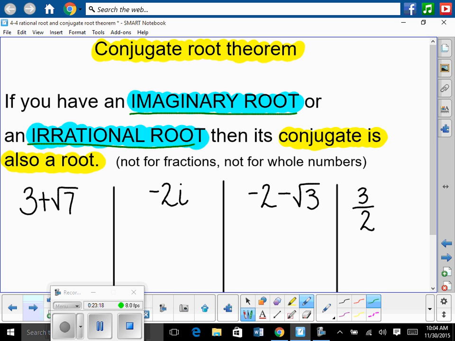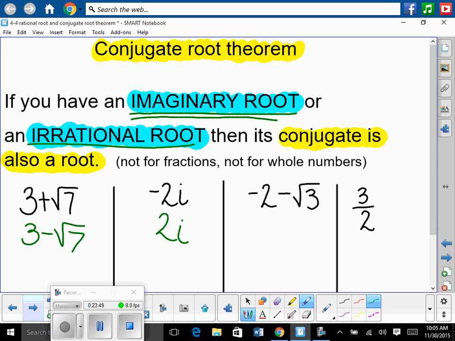So 3 plus the square root of 7. That is an irrational root because it can't be written as a fraction. Try it. Do it in your calculator. 3 plus the square root of 7. Try to change it back to a fraction. It doesn't. So it's irrational, meaning it can't be written as a fraction. So its conjugate, 3 minus the square root of 7, must also be a root. Right here, 2i, that's an imaginary root. So its conjugate, negative 2i, must also be a root. Is everybody comfortable so far?